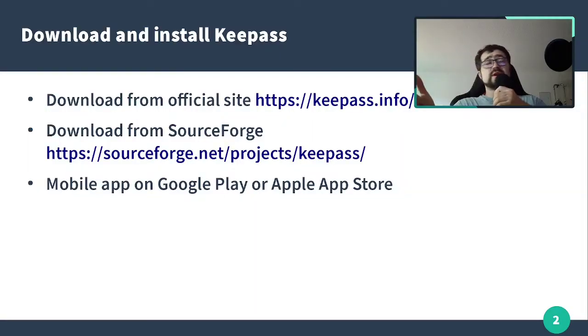So the first thing you want to do is download and install Keepass. You can get it from the official site or from SourceForge. And then also the mobile app, you can get it on Google Play or your Apple App Store, whatever it is that you're using. I'd love to eventually de-Google my phone myself, but I'm not at that level quite yet.